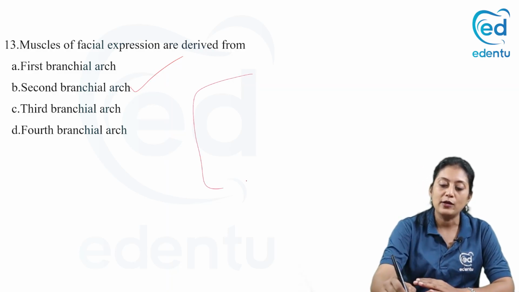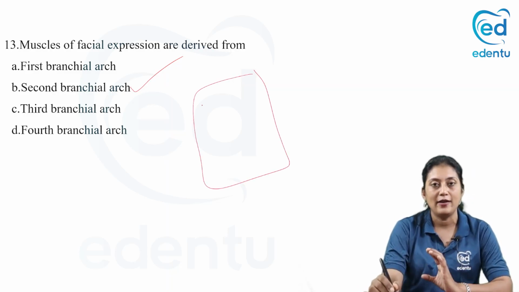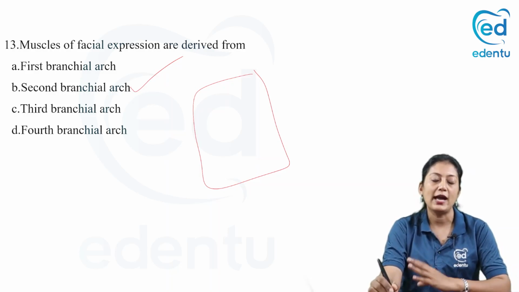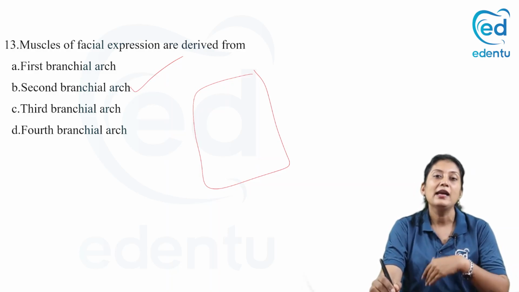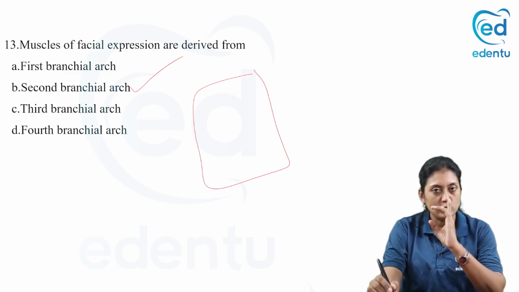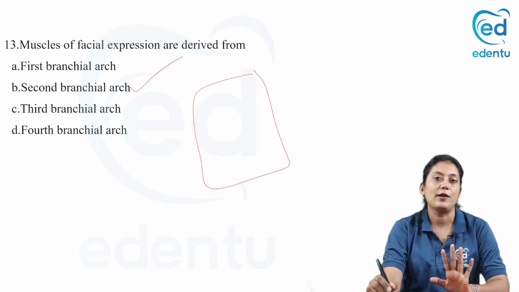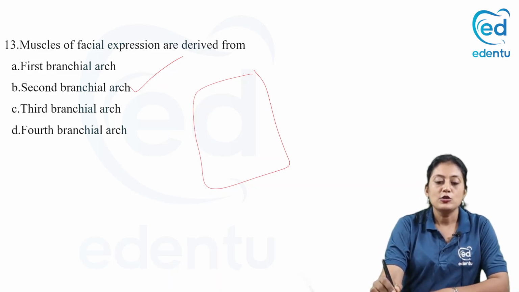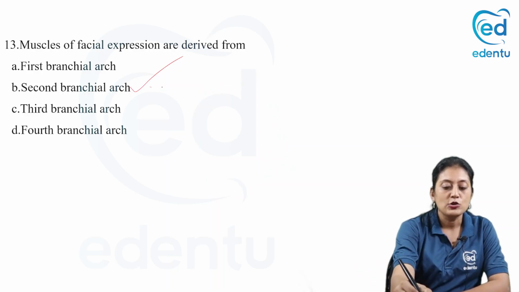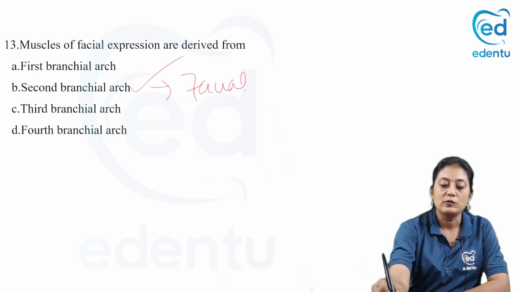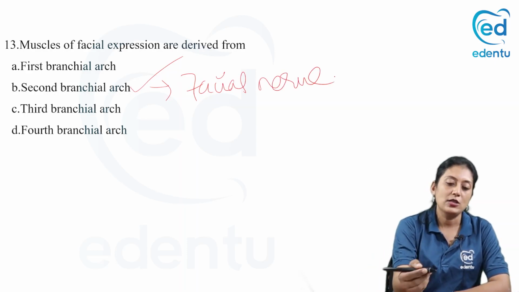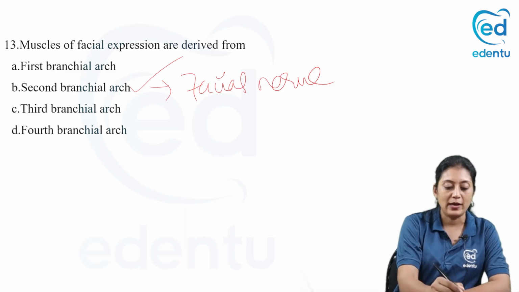You have a standard tabular column where they have given all the derivatives from the first, second, third and fourth arch. Kindly learn it by heart and keep it in mind. Keep repeatedly reading it again and again; only then will you remember, because one question will definitely be asked on derivatives of branchial arches. Muscles of facial expression come from the second branchial arch. They are supplied by the facial nerve, because the nerve associated with the second branchial arch is the facial nerve.